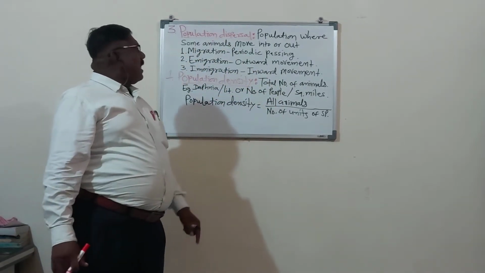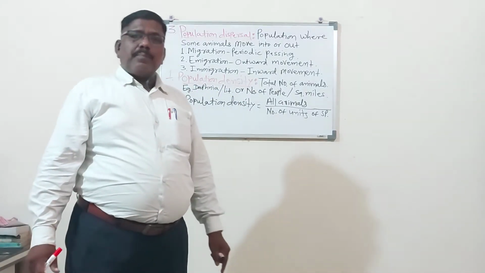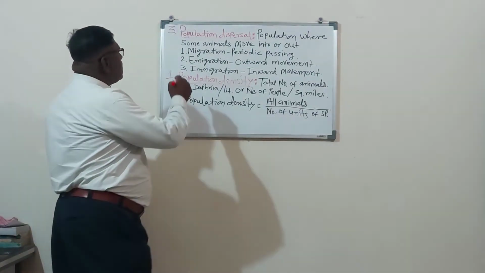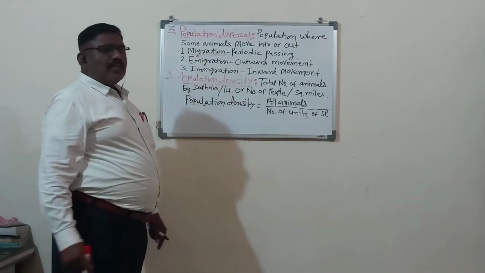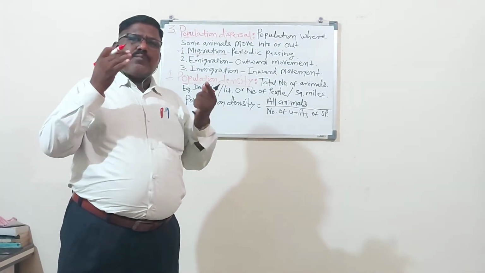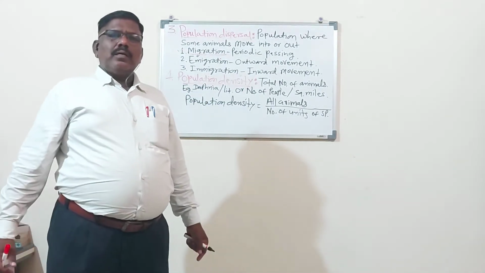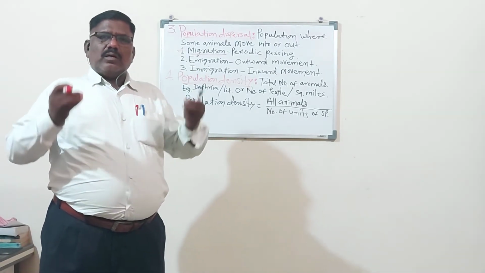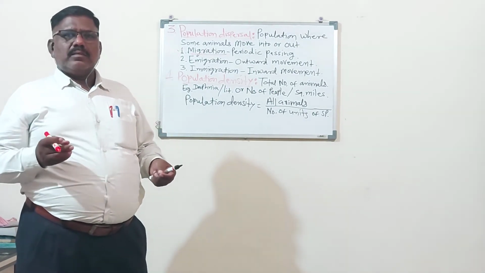So there are three types of the population dispersal. Remember the character population dispersal. There are three types of the population dispersal. So first one is given here, that is the migration. Migration is a periodic passing from one place to other place in search of the food, in search of the better climatic conditions, in search of the availability of a habitat for their reproduction, good habitat.